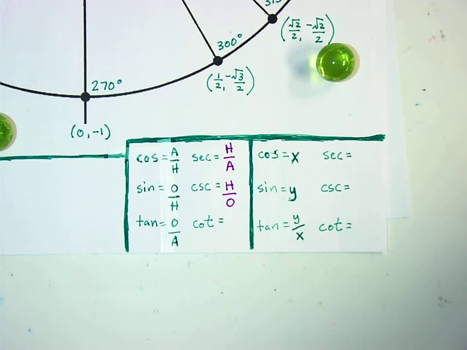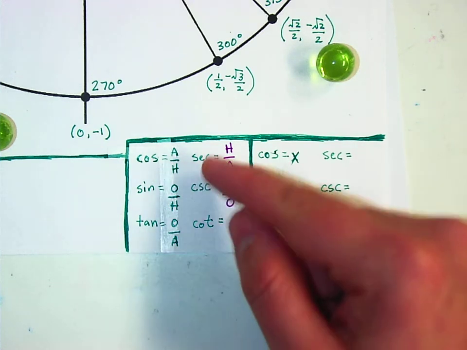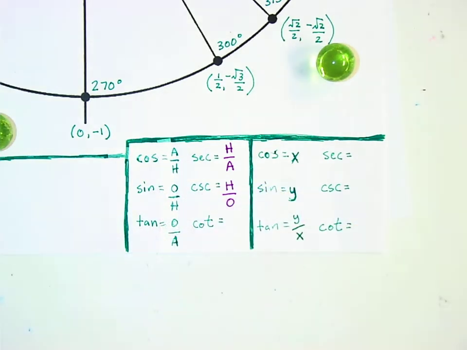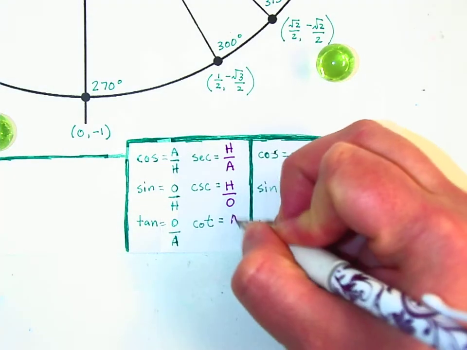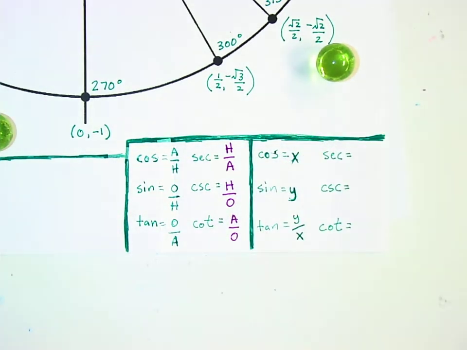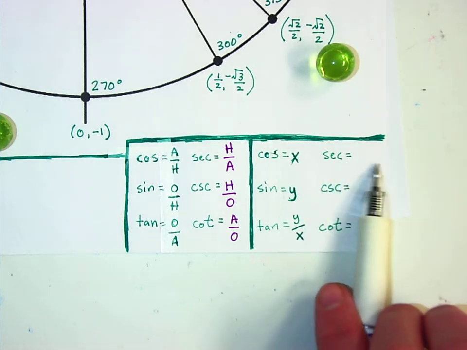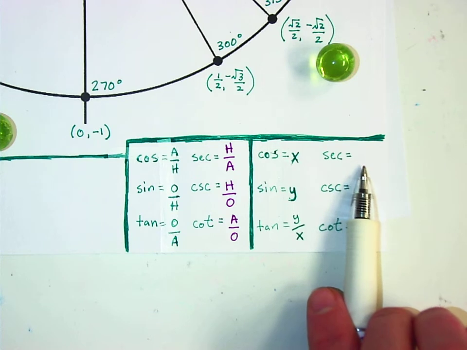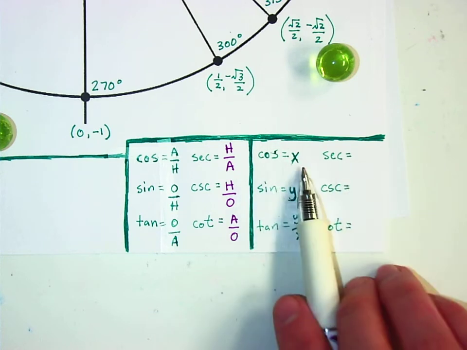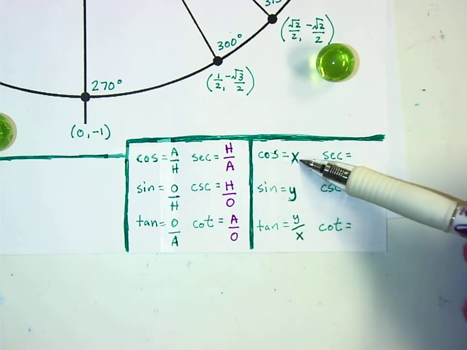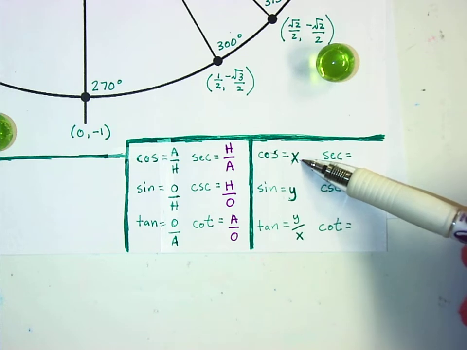Okay. So as I was saying, these three, secant, cosecant, and cotangent, are reciprocals of these. So cotangent is A over O in a triangle. Somebody want to tell me what this one is? Secant? Why? Well, it's the reciprocal of this one, unless you're asking me why I'm asking you the question.